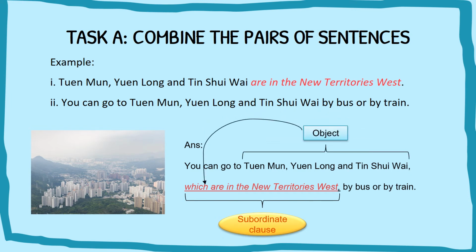I guess some of you could have told already. The red words, which are in the New Territory West, these 1, 2, 3, 4, 5, 6, 7 words form the subordinate clause, and the word which represents the object. Which. This word is also a relative pronoun.